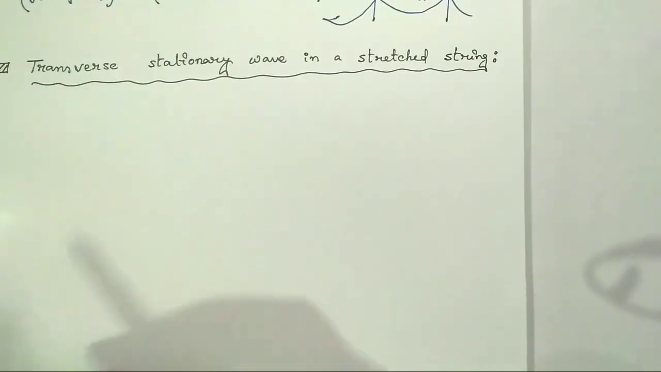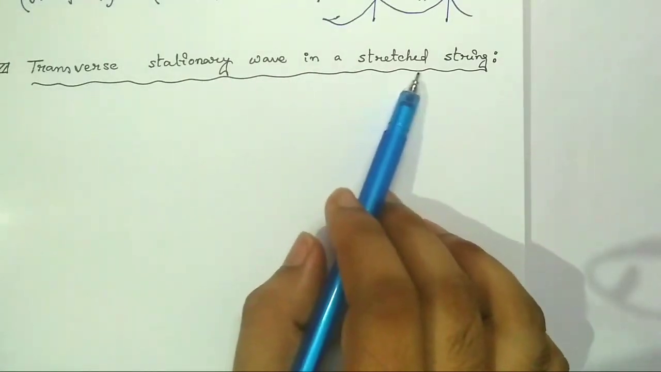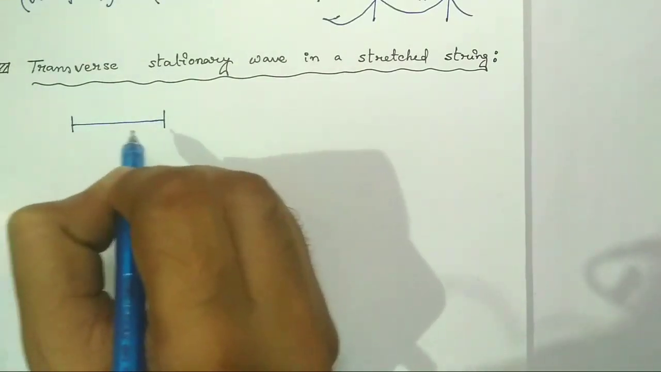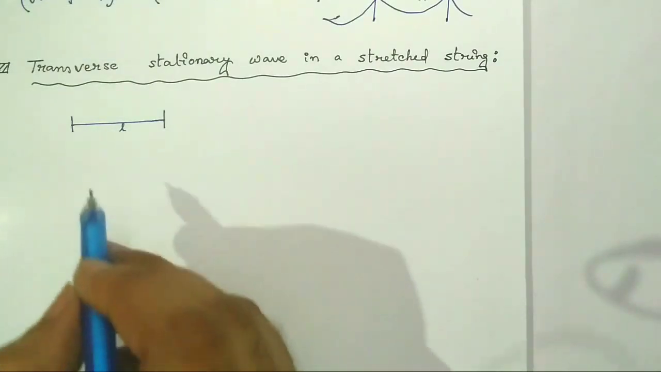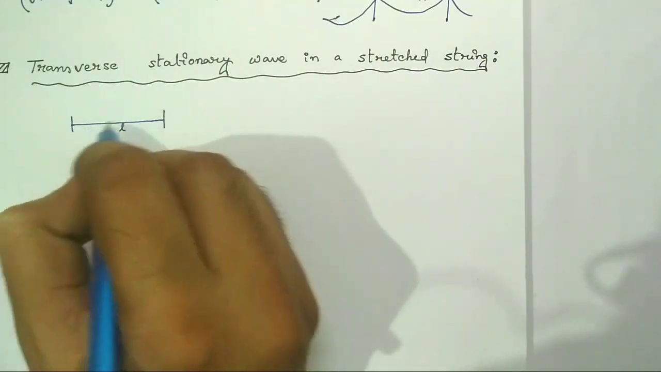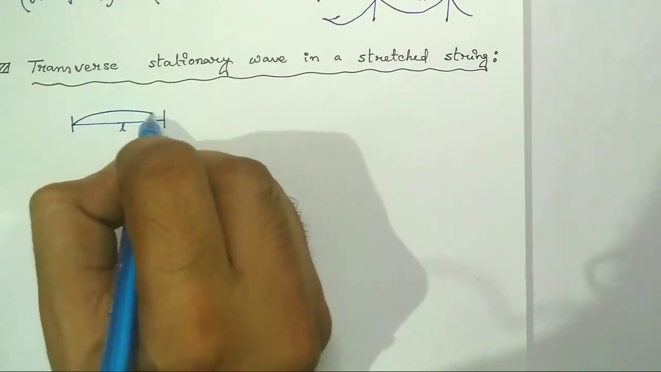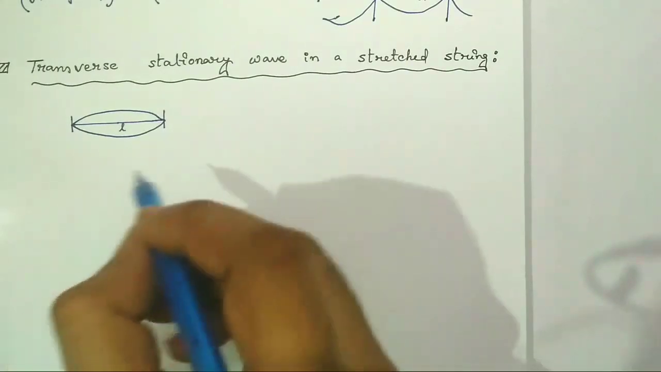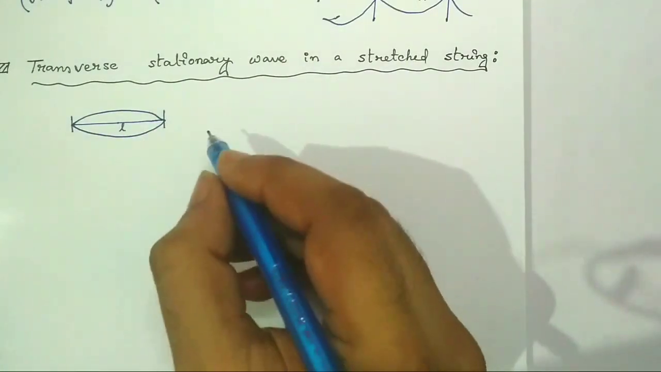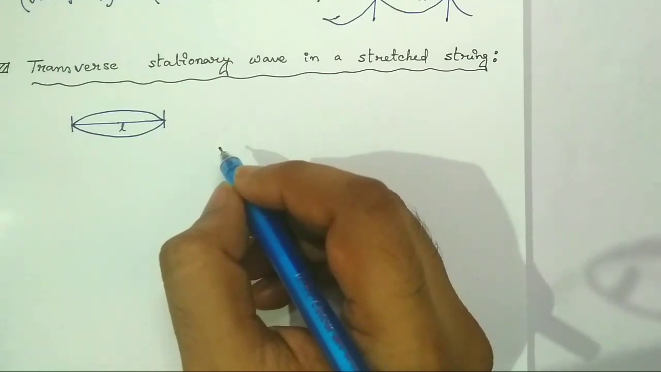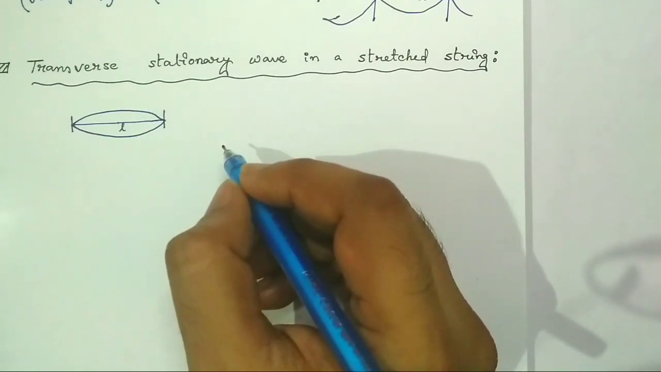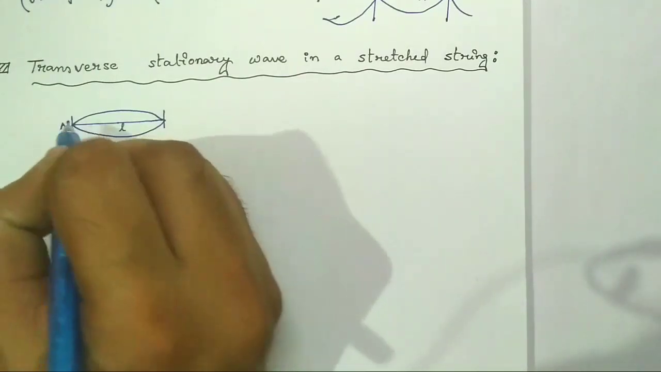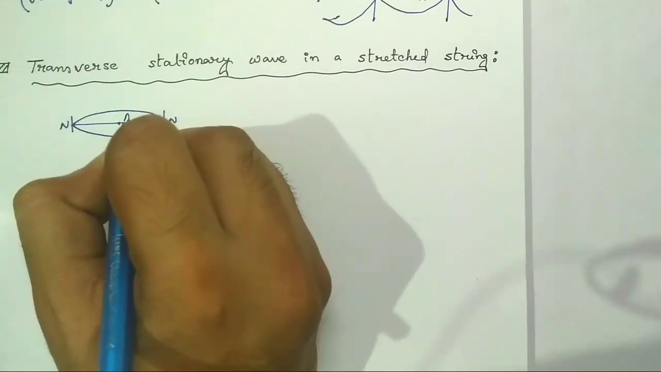Our new point is transverse stationary wave in a stressed string. Suppose I have a stressed string of length L. If I pluck this point and release, it will vibrate in a loop like this, and sound waves are generated. Suppose in the first case, that is the fundamental mode of vibration, the string is vibrated in one loop and these points are nodes and the middle point is the antinode.